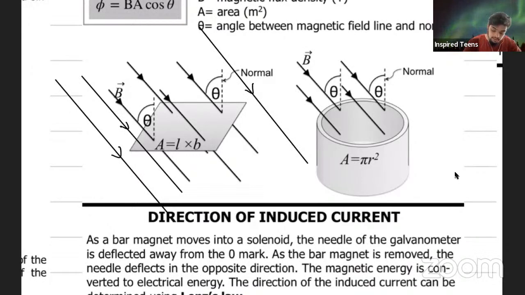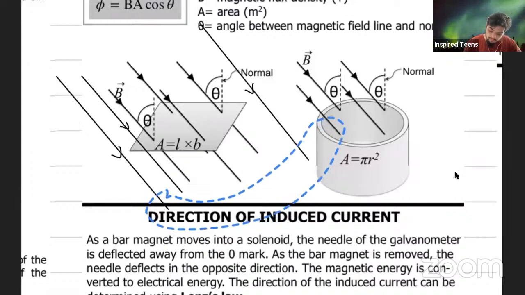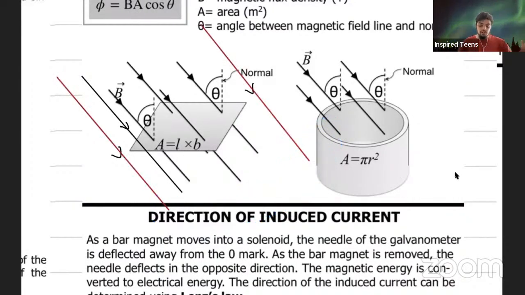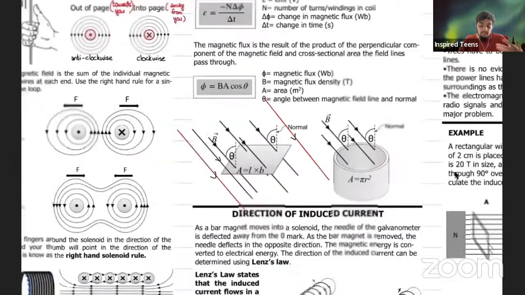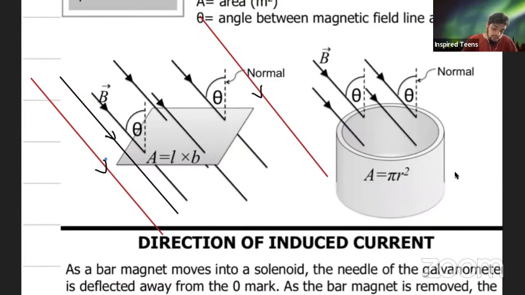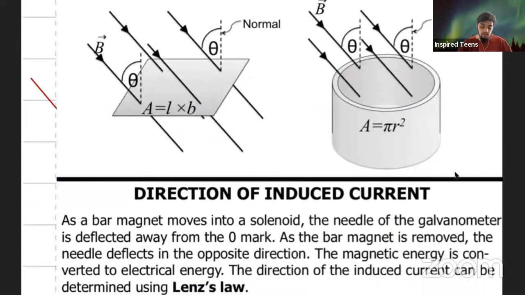Let's maybe use a different color. As you can see, for example, these two red ones do not touch. They are perhaps magnetic field lines of the same magnet, but they do not touch the cross-sectional area of the conductor.